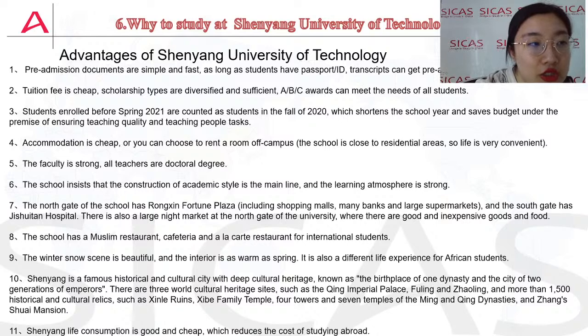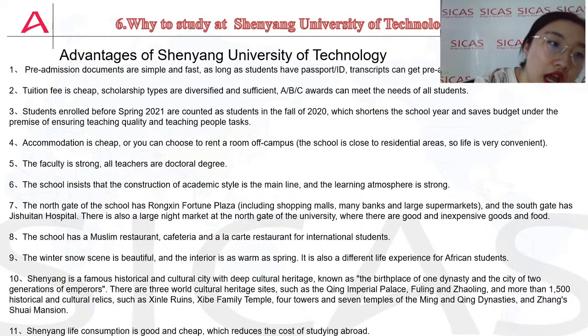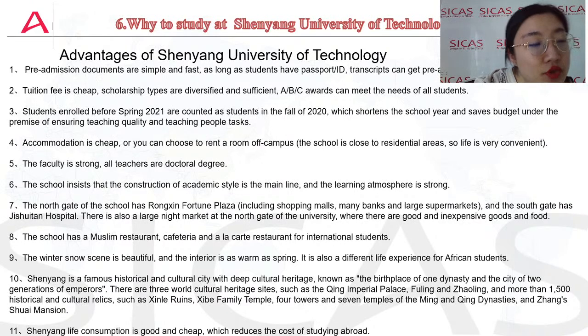The third one is that students enrolled before spring 2021 are counted as students in the fall of 2020, which shortens the school year and saves budget under the premise of ensuring teaching quality. The fourth one is that accommodation is cheap, so 600 USD per year is really cheap, and you can choose to rent a room outside campus if you want to. The school is really close to a residential area, so your life will be really convenient there.